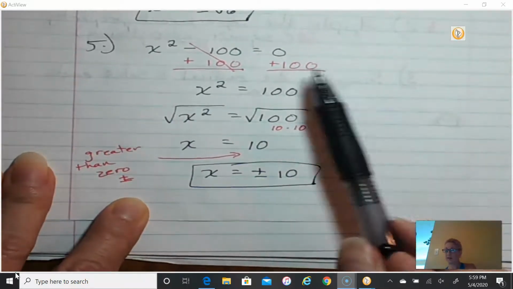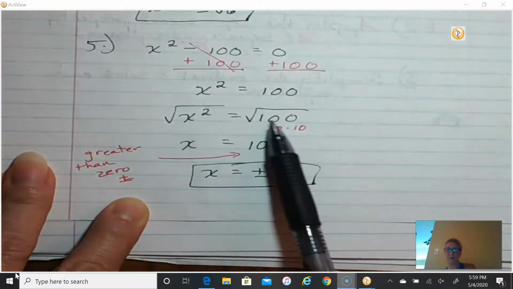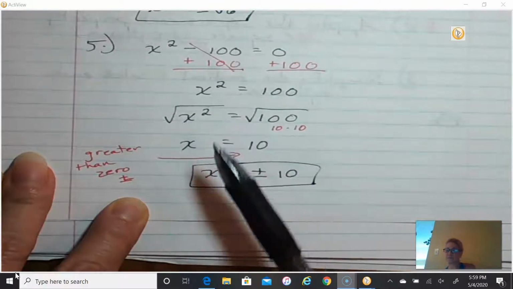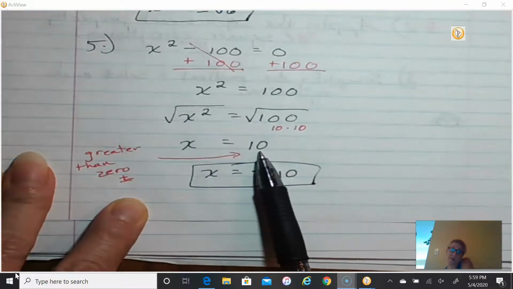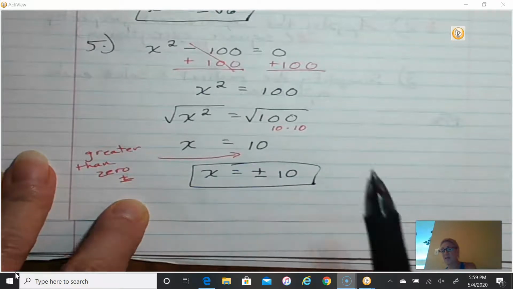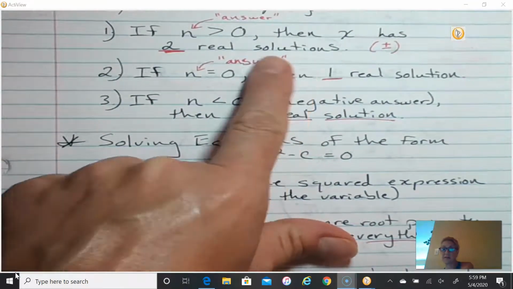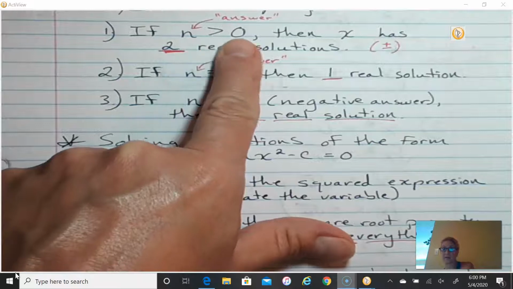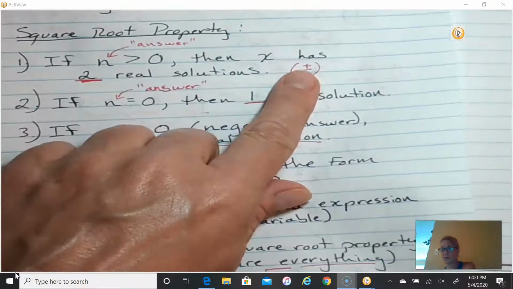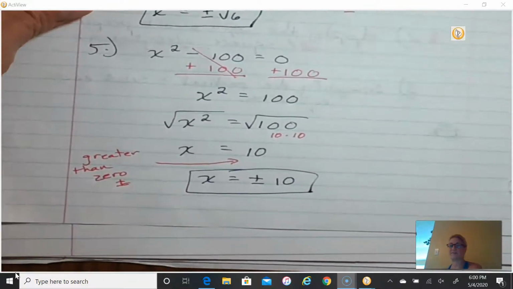Okay, so again, we isolate the variable, the squared variable. We squared both sides with the radical sign. We took that, lucky us, that's a perfect square. And it's greater than 0, so it's going to have 2 real solutions because the answer is greater than 0. And we use that symbol there. And there you go. Okay.